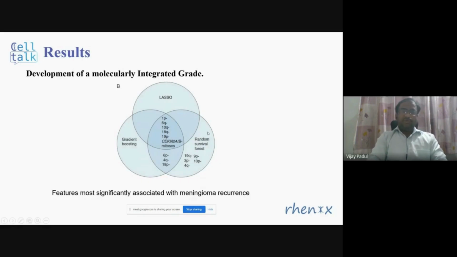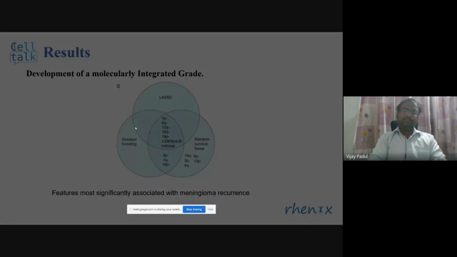So to develop a molecularly integrated grade, they used machine learning approaches such as lasso regression, gradient boosting approach, and random survival forest approaches to find the most significantly associated molecular features that are associated with the meningioma recurrence. So as you can see, there are different sets in which these different molecular alterations are falling. So 1p, 6q, 10q, 18q, 19p, and CDKN2A, B, mitosis were found to be significantly associated by using all three methods.